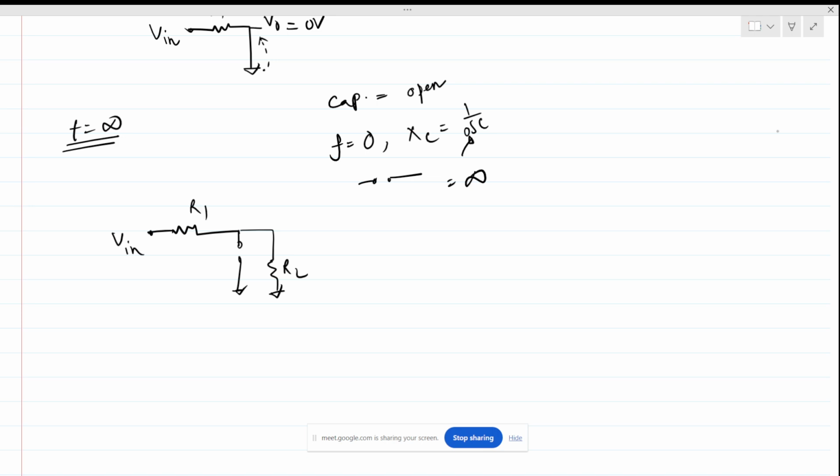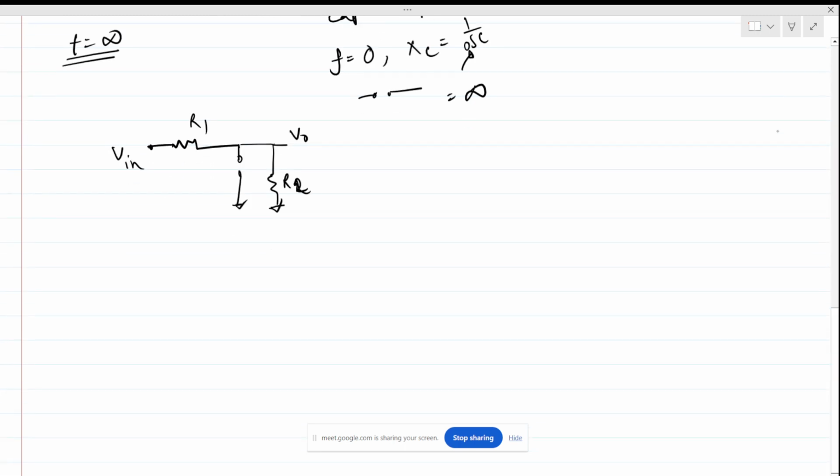So this is our V in and this is our V out. Now what should be the output voltage here in this case? It will be just a voltage divider, right? Yes, exactly. So it will be just the voltage divider rule: R2 divided by R1 plus R2, times V in. Yes. So this will be our output.